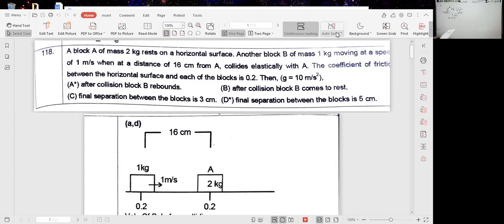Now, after the collision, block B rebounds. After the collision, block B comes to rest. The separation between the blocks is 3 centimeters. The final separation between the blocks is 5 centimeters. It is given like this.